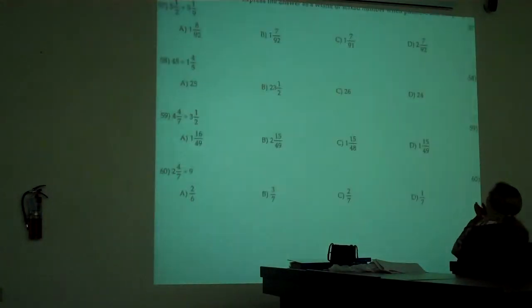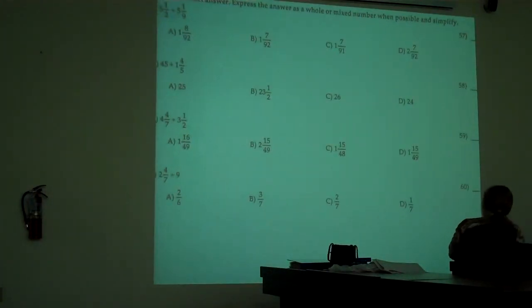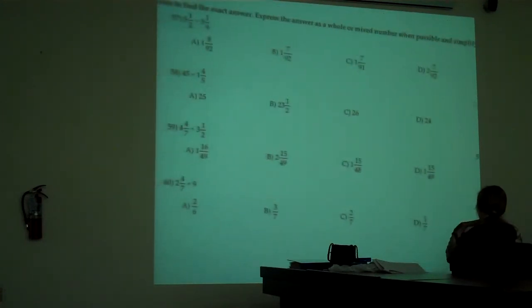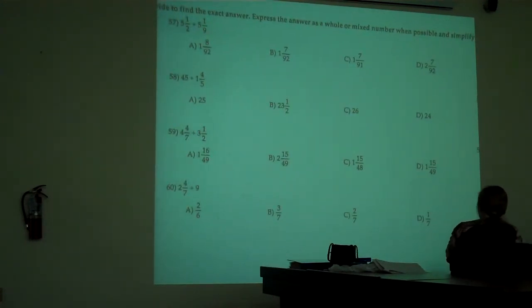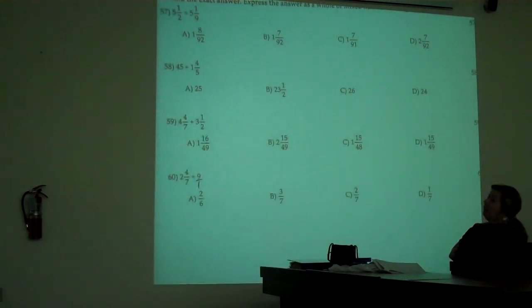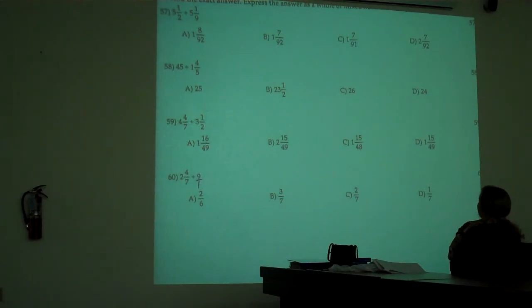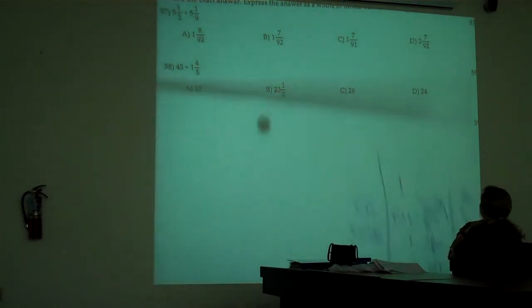Wow, last page. More division. So do them all the same way. Let's pick one. Make sure this one is over 1. You divide by a whole number. Let's say 58. You want to do number 58?